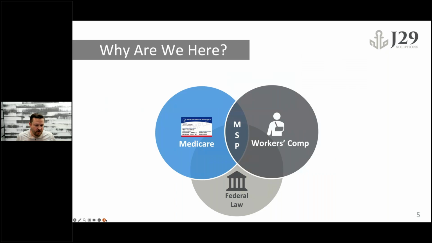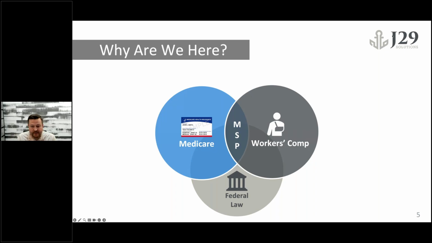So why on earth are we here? We are here due to the convergence of really three things that are a big deal within our realm. First is Medicare, individuals who happen to be Medicare beneficiaries. And the second is workers' compensation, which we all know and love and understand. And the third is a unique set of federal laws, regulations, and policy, and all of these things converge in this Venn diagram to make up Medicare secondary payer. So it's really the convergence of Medicare, work comp, and federal law.